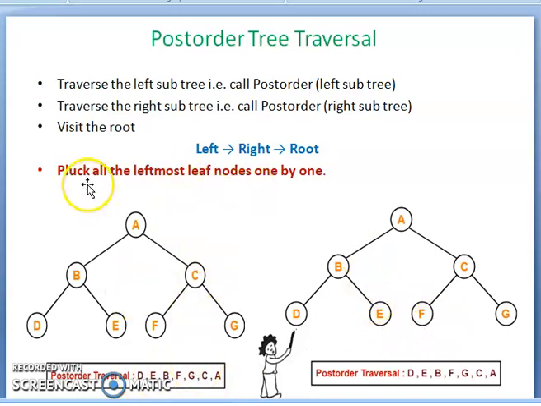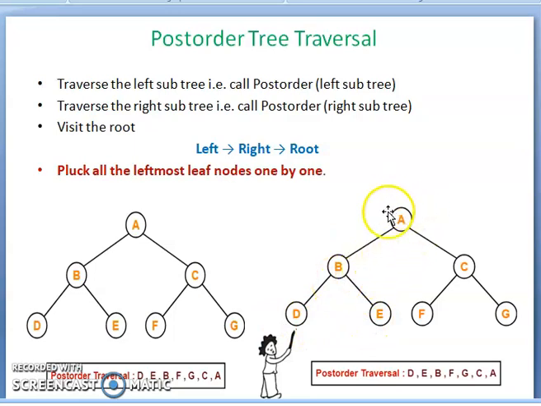Now a simple technique is to pluck all the leftmost leaf nodes one by one, just like you cut the flowers. Pluck all the leftmost, the left subtrees. In order to clear this left subtree, cut D, and then E. First you cut this and cut this. Once these two leaves are cut, then you cut the root, right?